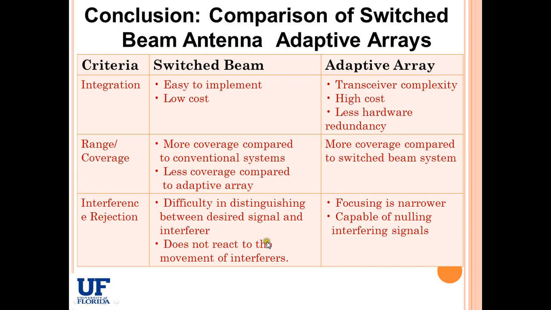Interference rejection is difficult in the switch beam, distinguishing between the desired signal and the interference signal because of how the lobe is formed and the signal being anywhere within the lobe. And it does not react to movement of the interference.